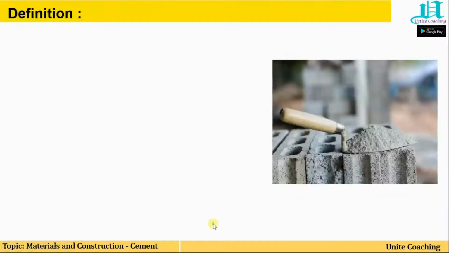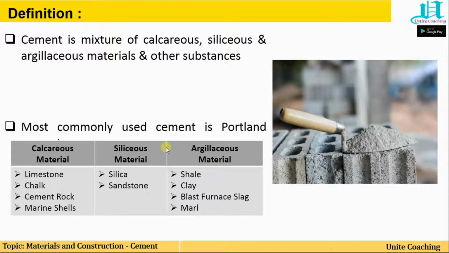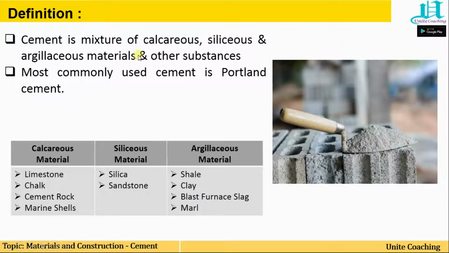Then let's see what exactly cement is. Cement is a mixture of calcareous, siliceous and argillaceous materials and other substances. Now what are calcareous materials? Calcareous materials means limestone, chalk, cement rock and marine shells. These come under the category of calcareous materials.